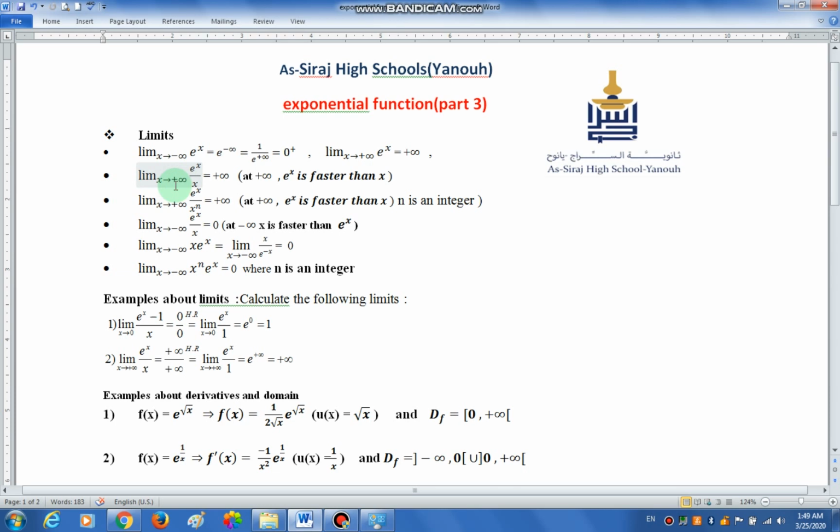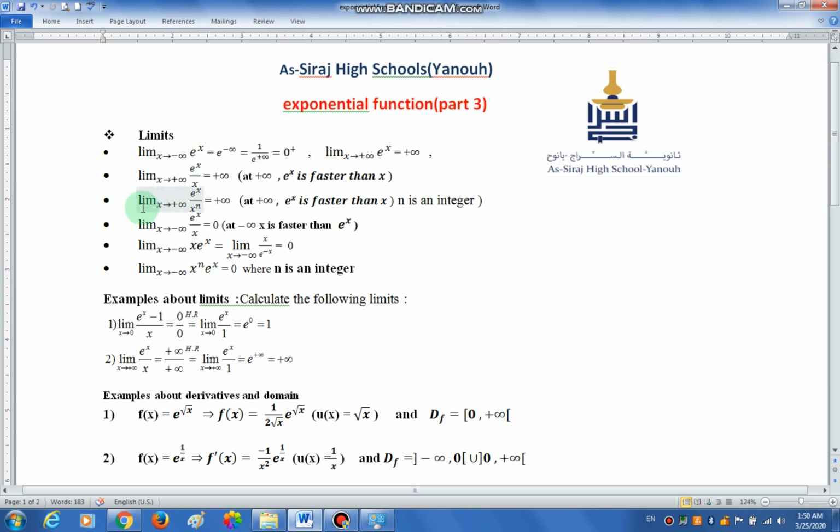This means that when x approaches plus infinity, e^x goes to plus infinity, but x is still on the way. Still on the way, I may consider it as a constant. So e^x goes to plus infinity, but x is still on the way. That's why the answer is plus infinity.